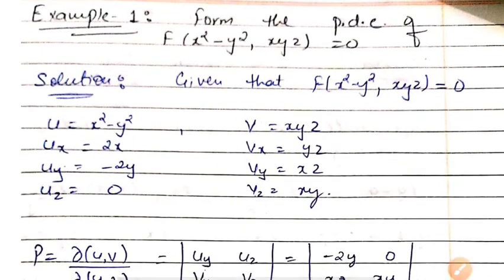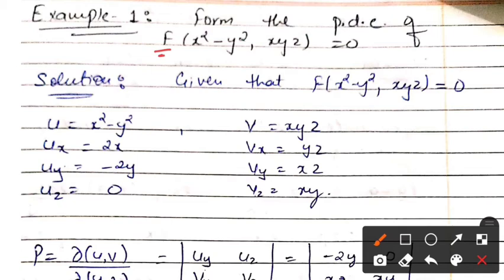Here you have to remove the function, that is, this F you have to remove, and from this only you will get your u and v. Now the question is: form the partial differential equation of F(x square minus y square, xyz) equal to 0. Okay, this is given to you. Now consider the first portion as u and the second portion as capital V. Now differentiate these terms with respect to x, y and z.